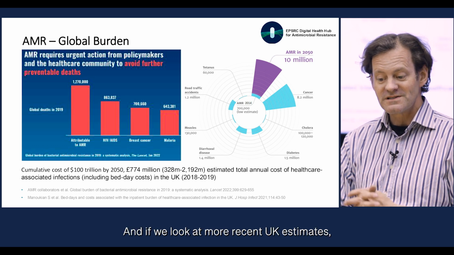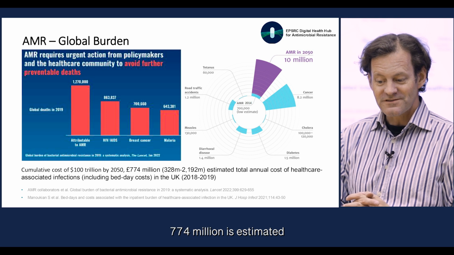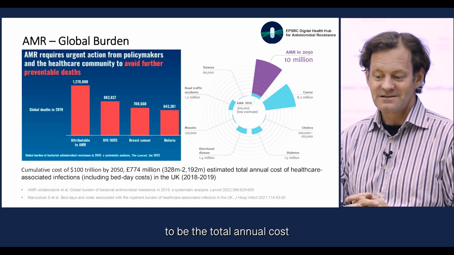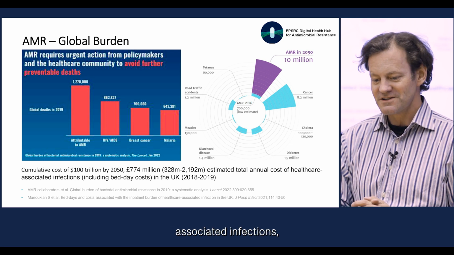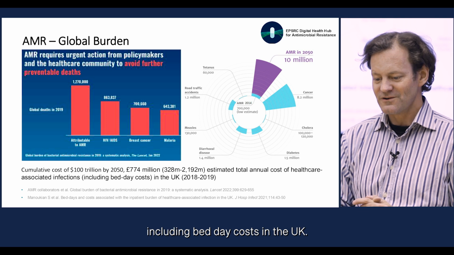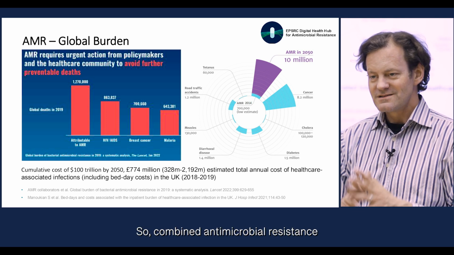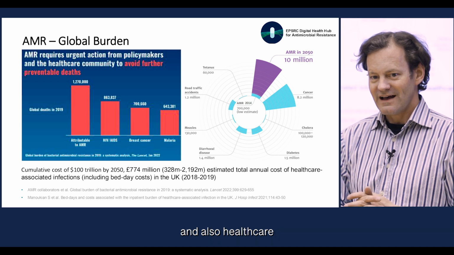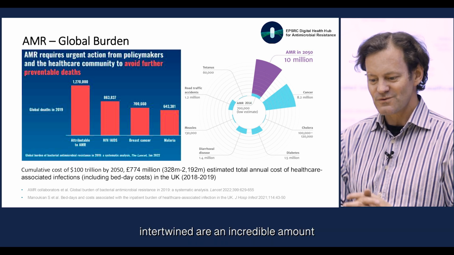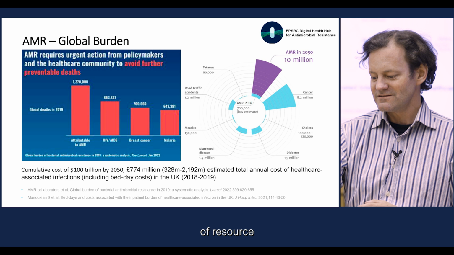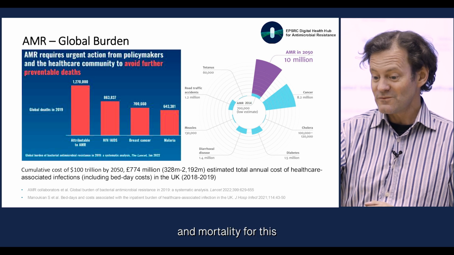And if we look at more recent UK estimates, 774 million is estimated to be the total annual cost of healthcare associated infections, including bed day costs in the UK. That was in the year 2018 to 2019. So combined antimicrobial resistance and also healthcare-associated infections, intertwined, are an incredible amount of resource and morbidity and mortality for this country and globally.